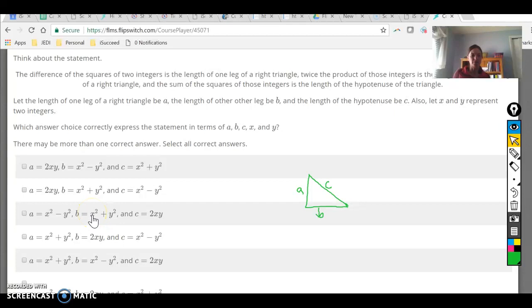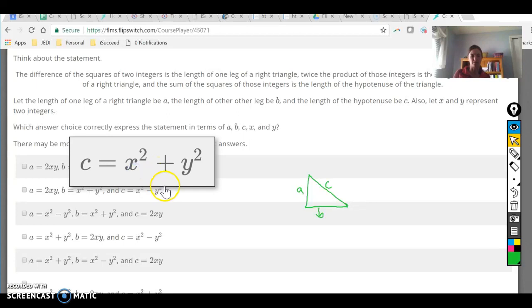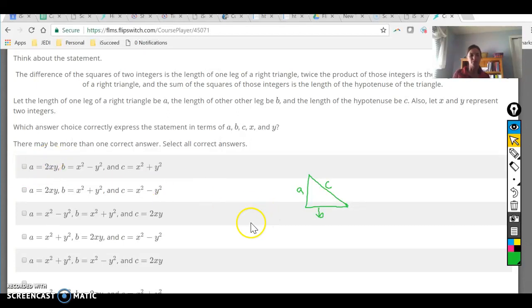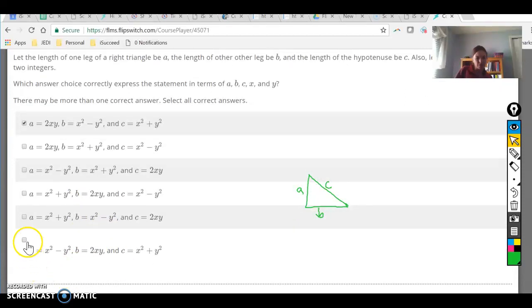The other leg has to be 2 times those integers. So the other leg has to be 2xy. So it looks like this first one might fit the bill. And then the last one is going to be the sum of the squares. So that will work, but remember your legs of a right triangle are pretty interchangeable. So we also need to look for A equaling x squared minus y squared and B equaling 2xy. And then C would still be the sum of those two squares.